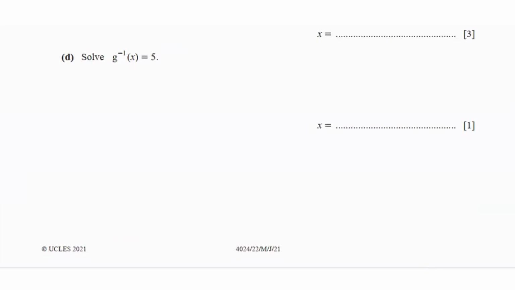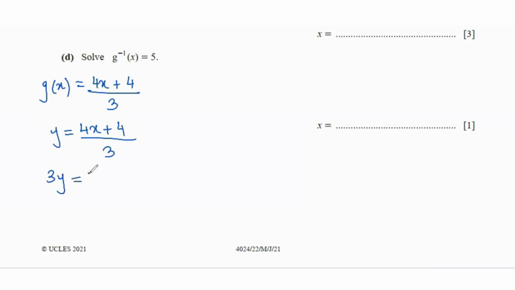Solve g inverse of x equals 5. So g of x is (4x + 4) over 3. First we find the inverse. We put g of x equals y. So y equals (4x + 4) over 3.